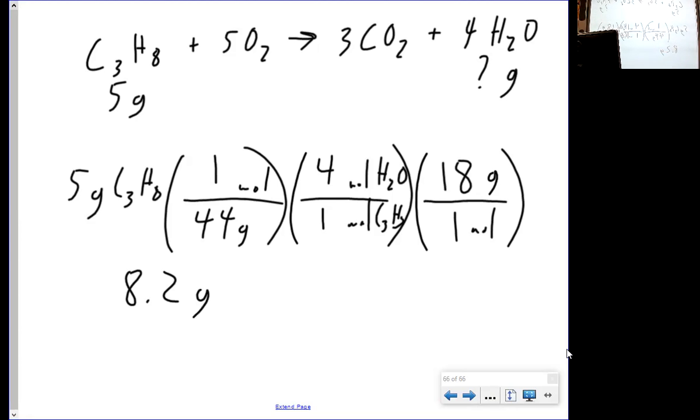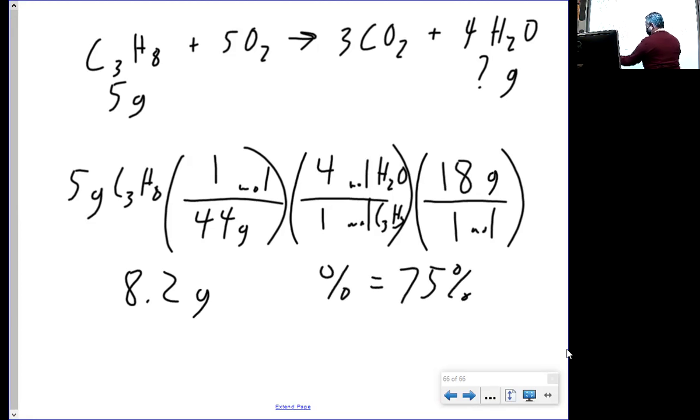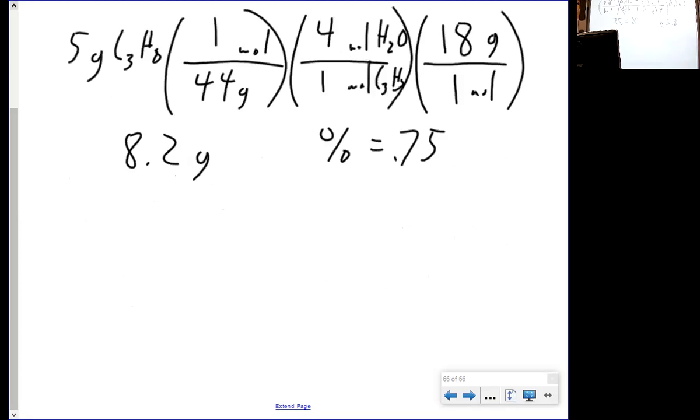Now, look at my question there. Question B says, if you get a percent yield of 75%, which is 0.75, then how many grams of water did you actually make? Okay, a lot of people craning their necks. I'll give you some room there.